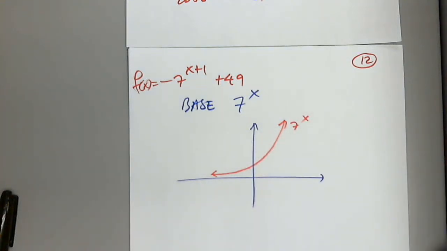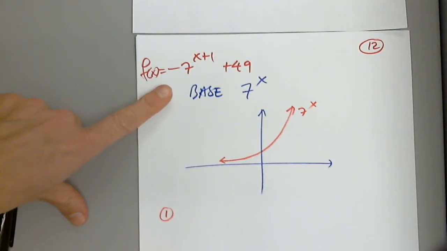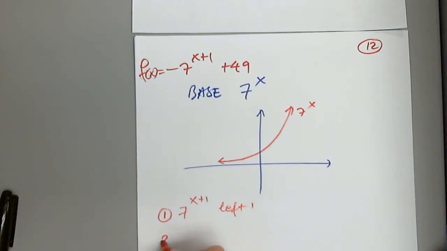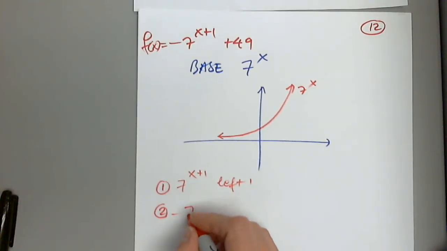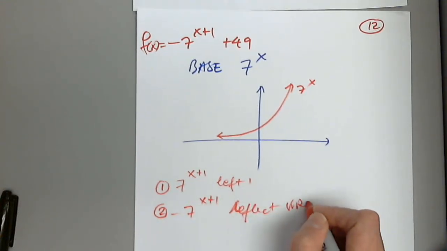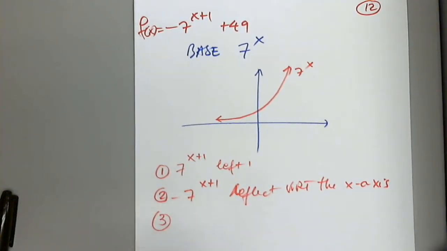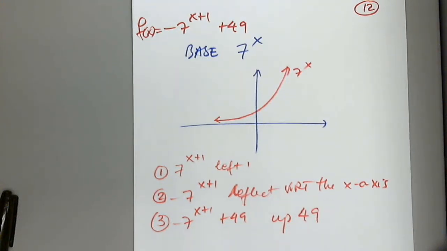Good. So now in order of transformations, after I graph 7 to the x, what will be the next step? Awesome. 7 raised to x plus 1, left 1. Great job. Next. Not yet, I'm not there yet. Negative 7 raised to x plus 1: reflect with respect to the x-axis. And number 3, negative 7 raised to x plus 1 plus 49, indeed up 49. Very good. Awesome.